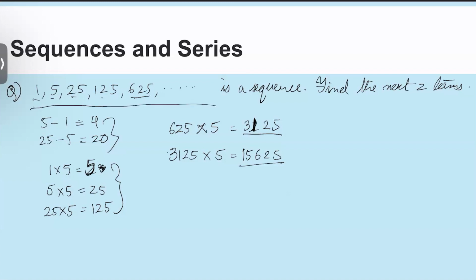And now over here, you can see that since we are multiplying the terms with a certain number, this can also be an example of a geometric sequence. So this is kind of how we have different kinds of sequences.